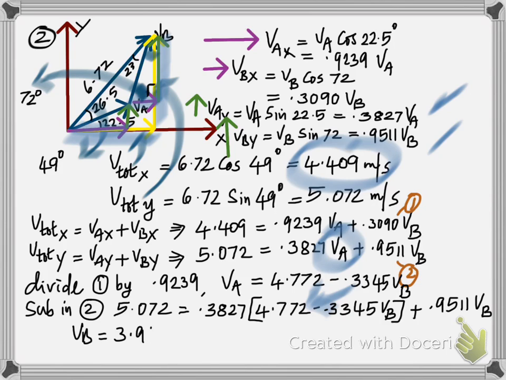So now you collect the two terms that have VB in it. First you have to distribute and solve. You get 3.94 meter per second. And then when you substitute back, you get VA as 3.45 meter per second. So that's the A part. In the B part, you're asked to find the components of V total along the X and the Y axis, and we've already done that. Okay, so now on to question 3.